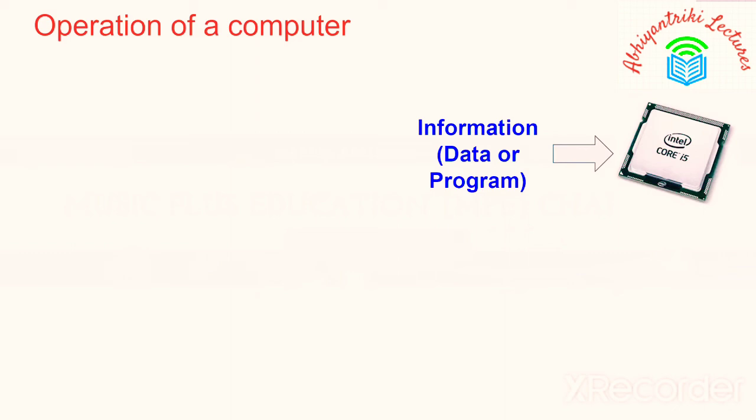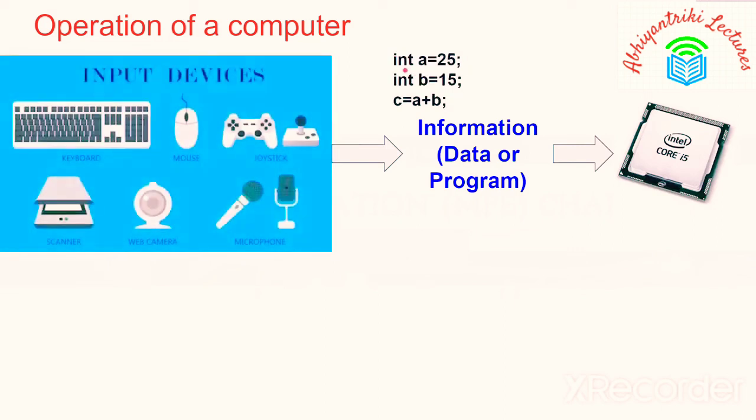So I'll take a simple example now. Here you can see the program, a simple program to add two numbers, that is 25 and 15. How many instructions are there? Three instructions: int a is equal to 25; int b is equal to 15; c is equal to a plus b; This is just for explanatory purpose. I have taken these three instructions, so I call this a program.